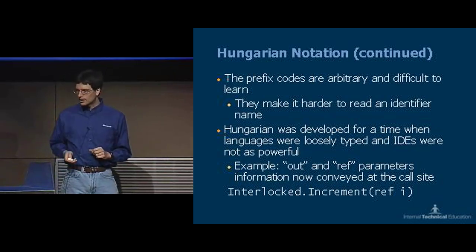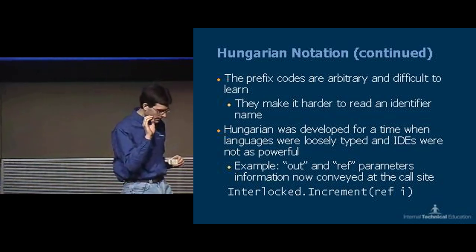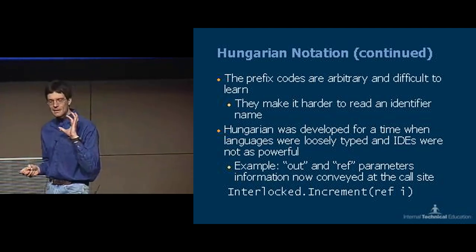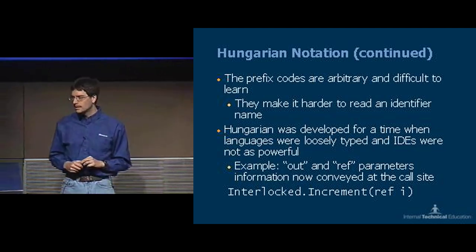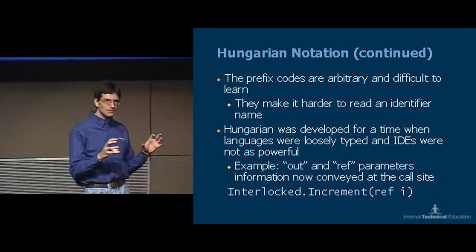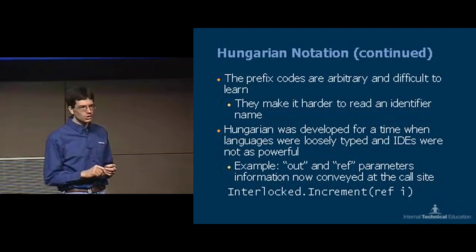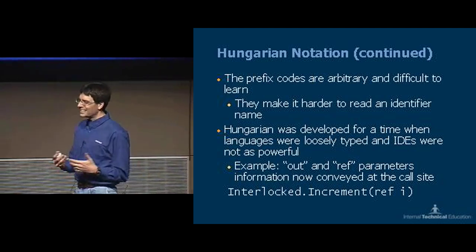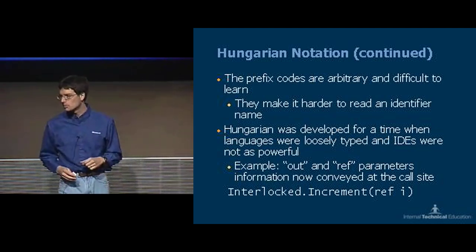So we talked a little bit about this already. The prefix codes, although there is a good document that describes them, in practice turned out to be arbitrary, and that means developers couldn't predict what the meaning of a variable was going to be. And as the languages have gotten more strongly typed and the IDEs have gotten better, you hover over a field or a variable in Visual Studio, and it can tell you the type based on the source code that's there. So that kind of information is not needed. It can be derived from the platform more easily.